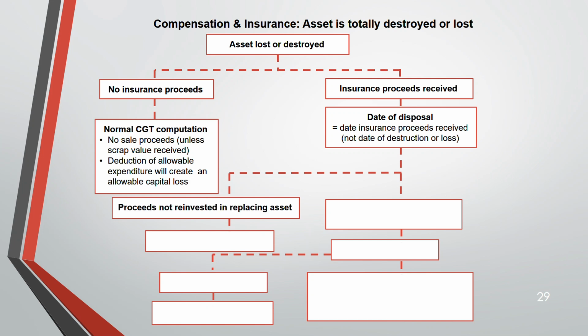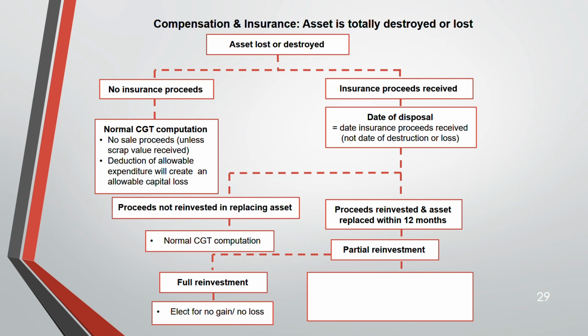Then you have to see whether proceeds are reinvested in replacing the asset or not. If they are not reinvested, normal capital gain computation. If proceeds are reinvested and the asset is replaced within 12 months, you have to see whether it's a full reinvestment or a partial reinvestment. If it's a full reinvestment, you can elect for no gain, no loss, because you have reinvested fully.